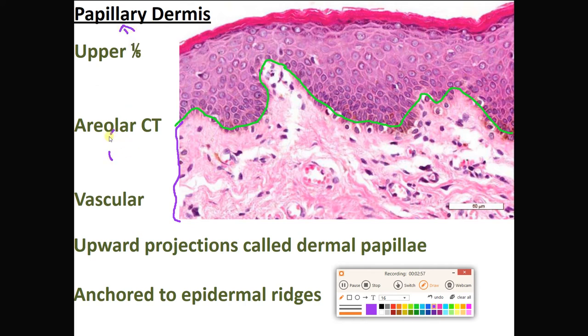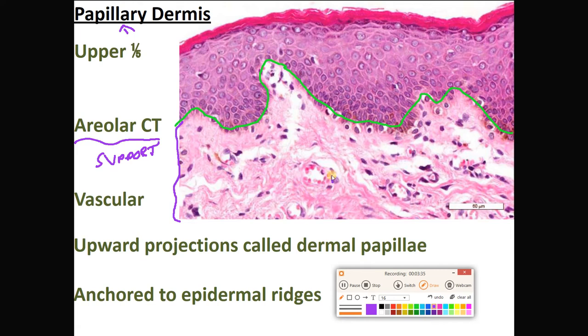It is mostly made out of good old areolar connective tissue, which, remember, has collagen in it, has elastic fibers in it, has mast cells, fibroblasts, macrophages, all important stuff. Areolar connective tissue is there to support the epidermis. That is what it is going to do. It is going to physically support it. It is going to also support it in terms of delivery of food and oxygen.